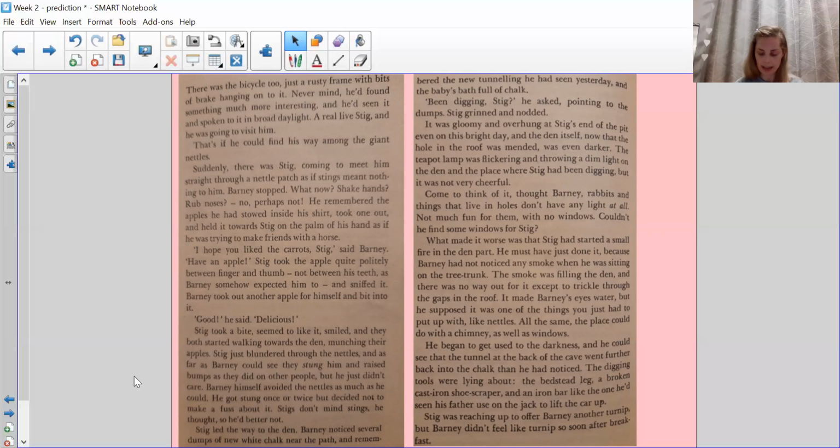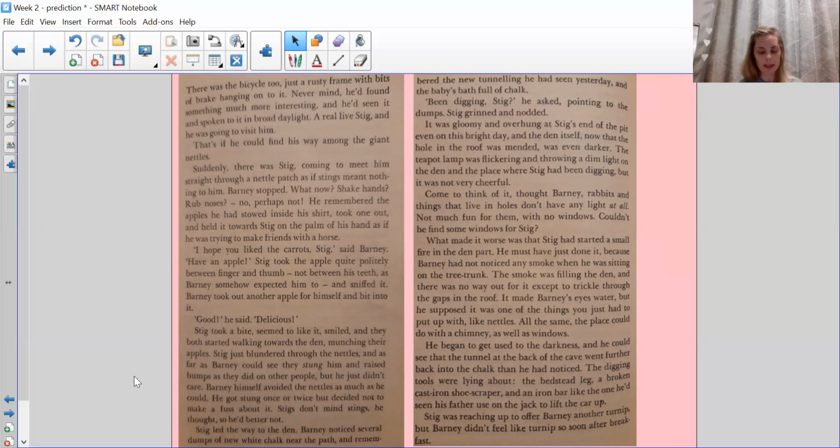Stig led the way to the den. Barney noticed several dumps of new white chalk near the path, and remembered the new tunneling he had seen yesterday, and the baby's bath full of chalk. "Been digging, Stig?" he asked, pointing to the dumps. Stig grinned and nodded. It was gloomy and overhung at Stig's end of the pit, even on this bright day, and the den itself, now that the hole in the roof was mended, was even darker. The teapot lamp was flickering and throwing a dim light on the den and the place where Stig had been digging, but it was not very cheerful.